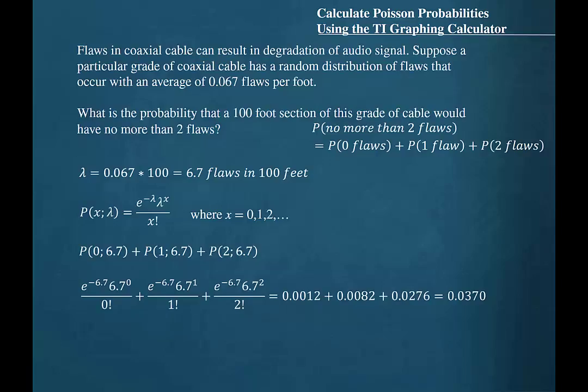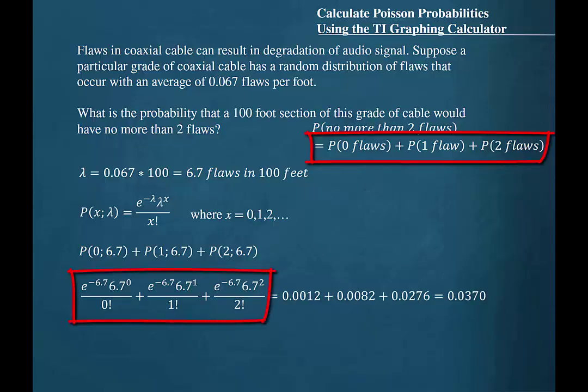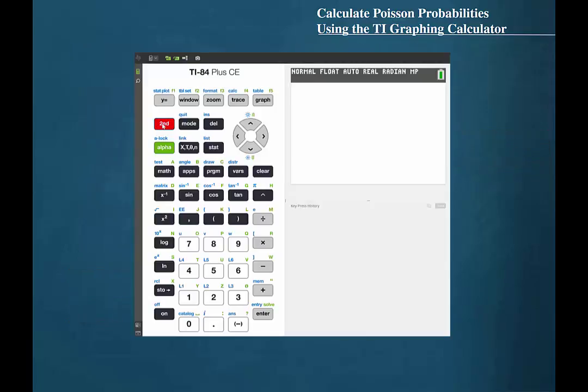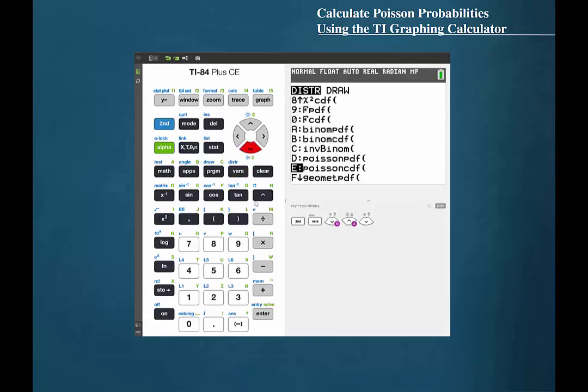0.0617. In the previous video, we also calculated the probability that the 100-foot section of this grade of cable would have no more than 2 flaws. This involved summing the probability that there would be 0 flaws, 1 flaw, and 2 flaws. Again, press second VARS and cursor down, this time to E, Poisson CDF. This function will allow us to find probabilities for X values from 0 up to a number.